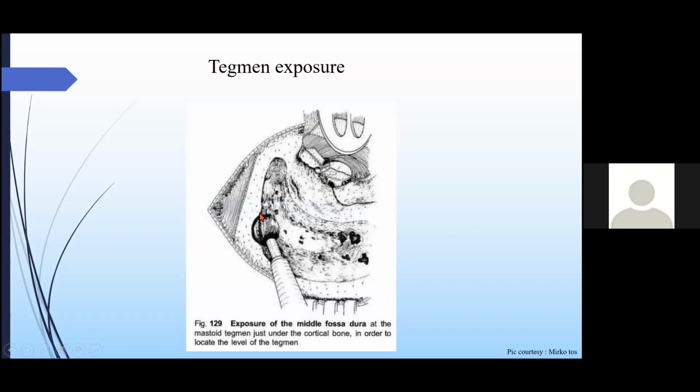And one must be vigilant that any pinkish structure, if visualized, means we are close to the dura. That means the dural vessels impart a pinkish color, and we have reached a stage where the tegmen is appropriately exposed.